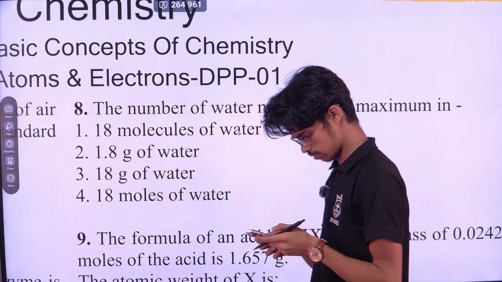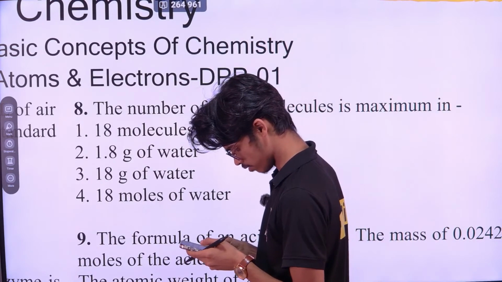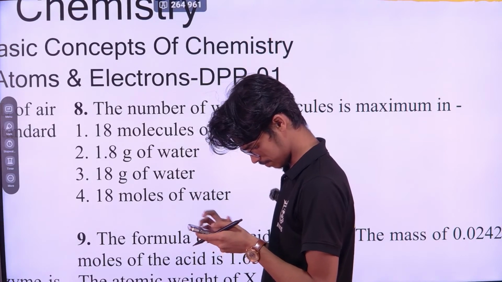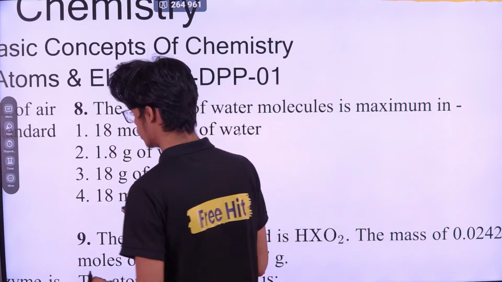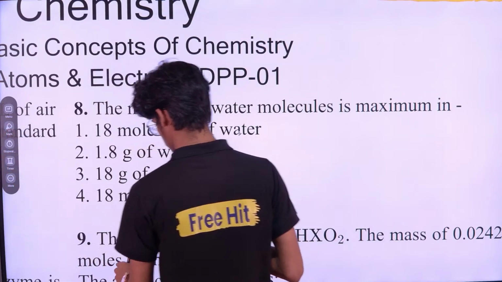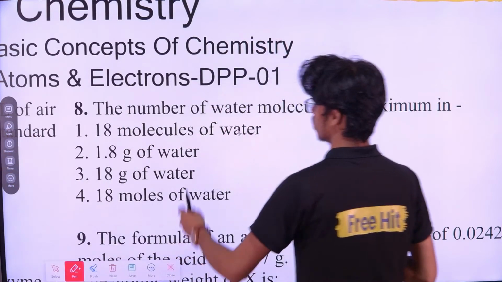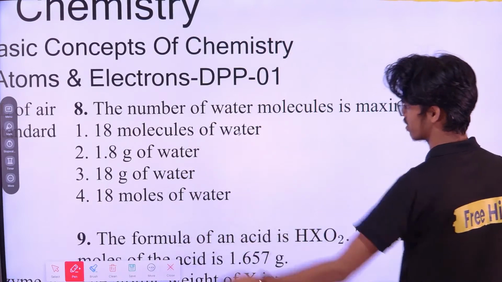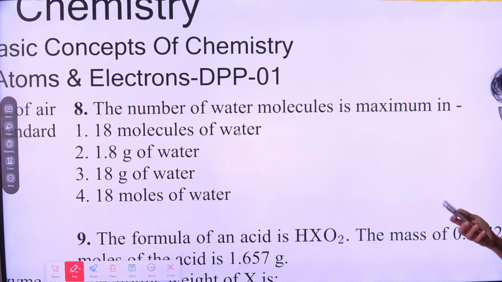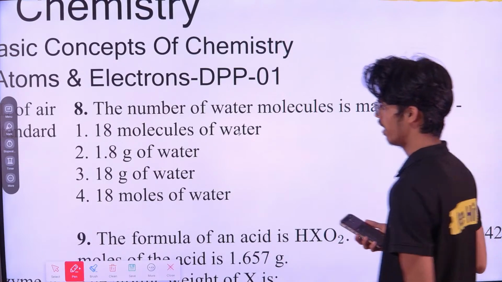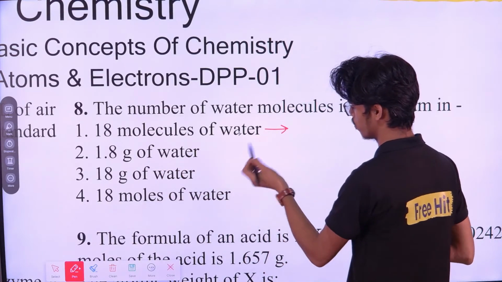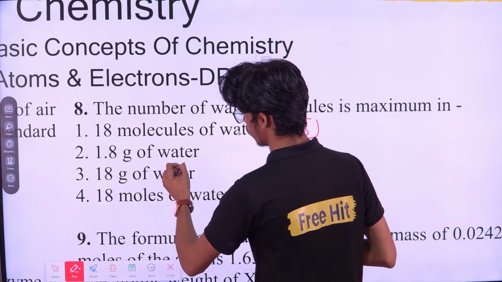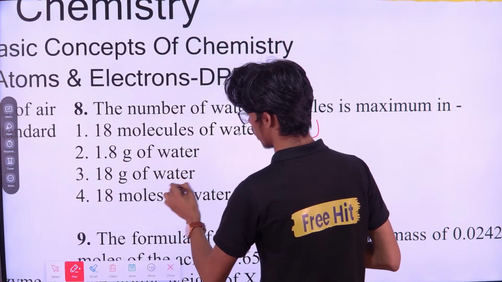Okay, let's start. Let's read the question. The number of water molecules is maximum in, so it is just asking us in which of the options the number of water molecules is maximum. 18 molecules of water, so how many molecules of water? 18. Here, 1.8 gram of water, 18 gram of water, 18 moles of water.